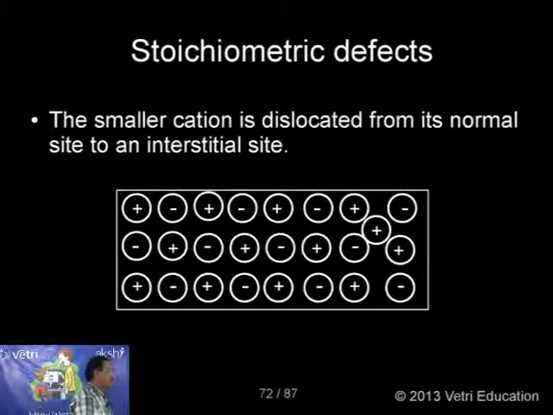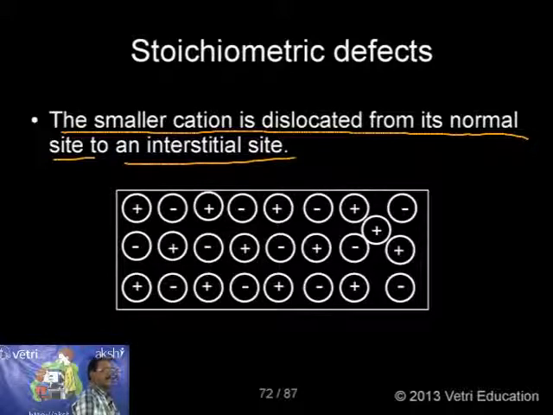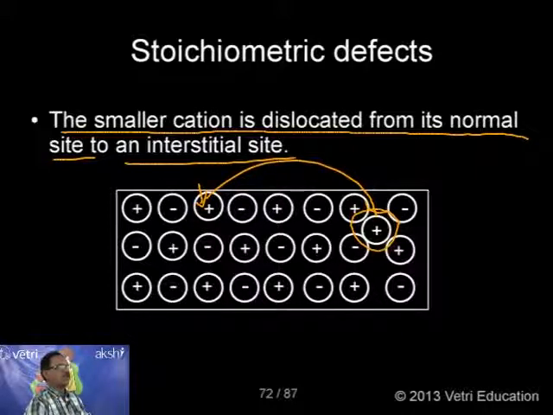Next, the smaller cation is dislocated from its normal site to an interstitial site. Kindly follow. Because the cation is smaller, it moves from its place, leaving it vacant, and goes to an interstitial position between atoms. Just see here, the positive ion is moving inside. So from any one of these positive sites, it will move and occupy this, and automatically the original site will be vacant. If the cation moves from its original position to an interstitial position, that position will be vacant, so the density will not change.